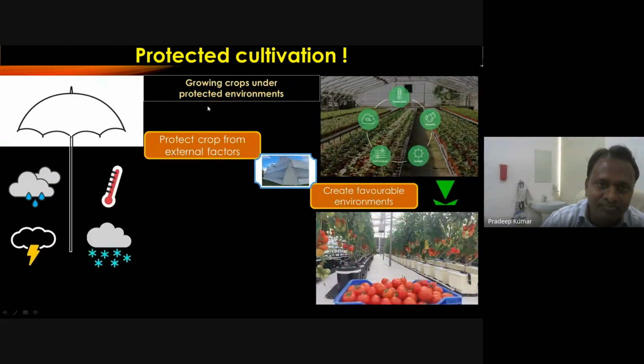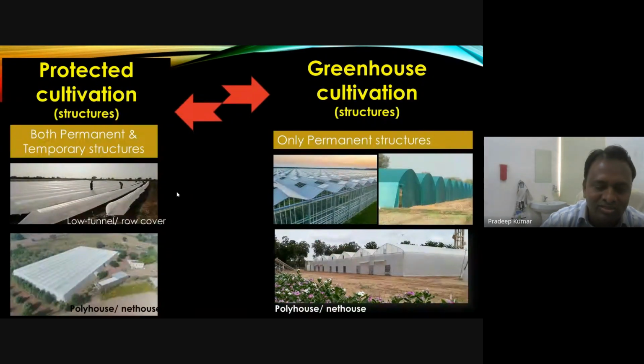So it is actually growing crops under a protected environment. Any sort of protected environment we provide to crops comes under protected cultivation. I just give it by definition because sometimes many students get confused: what is protected cultivation? What is greenhouse cultivation? So here I just want to flag this.